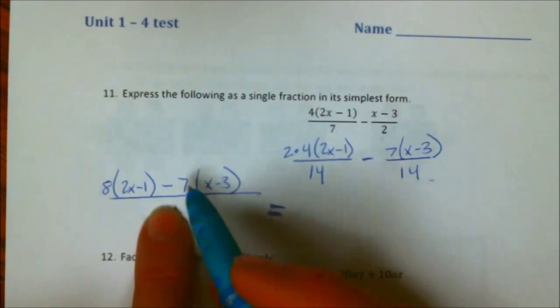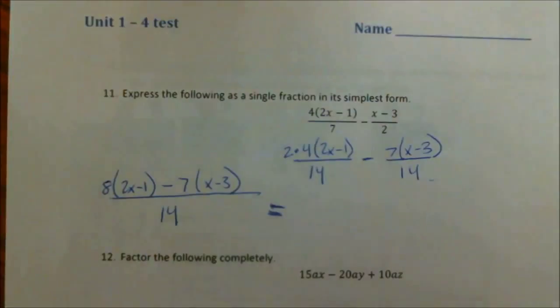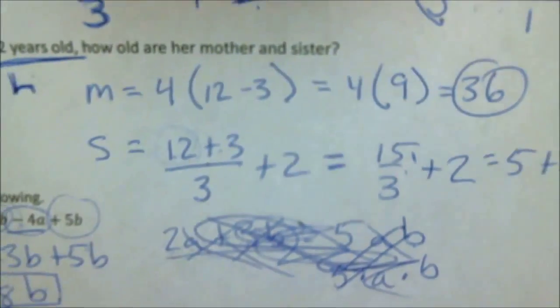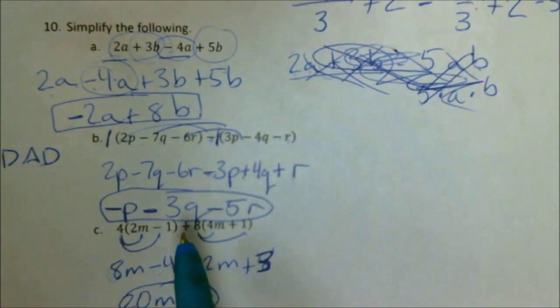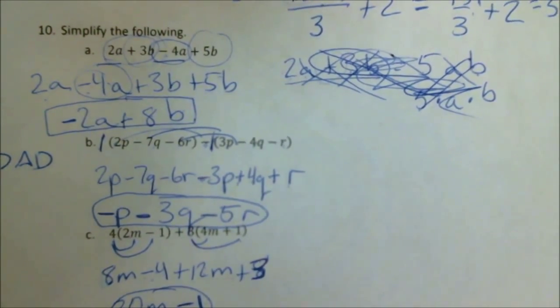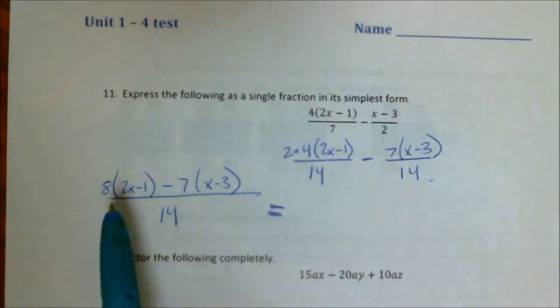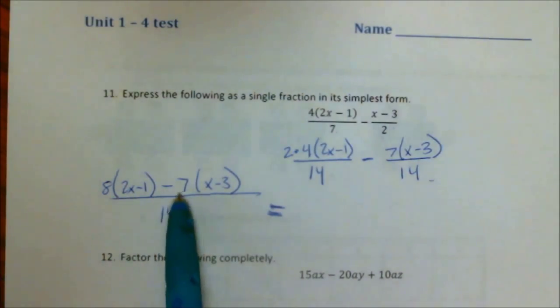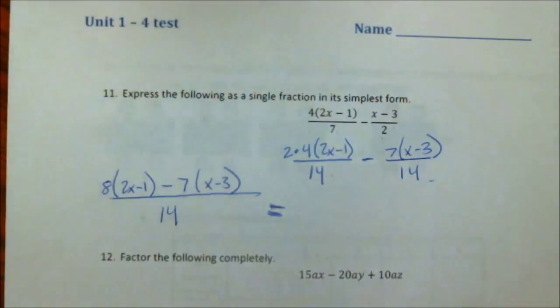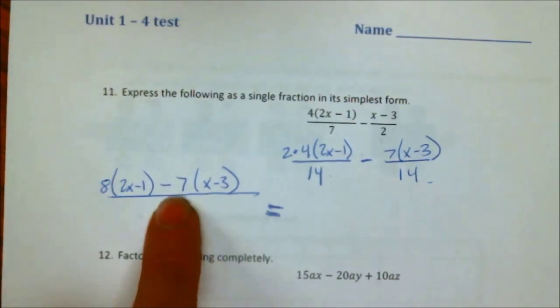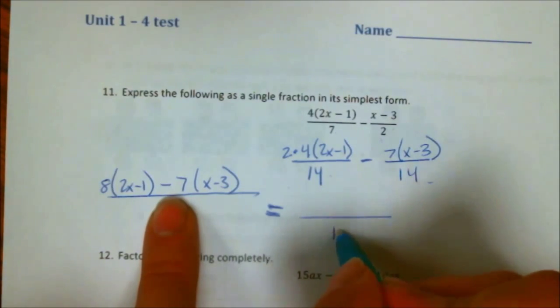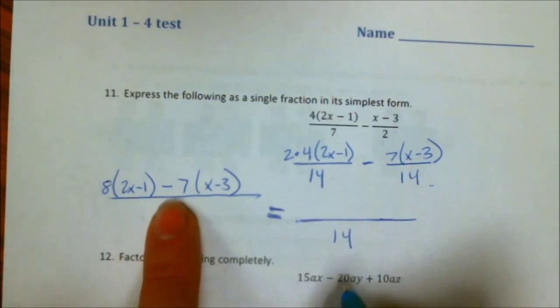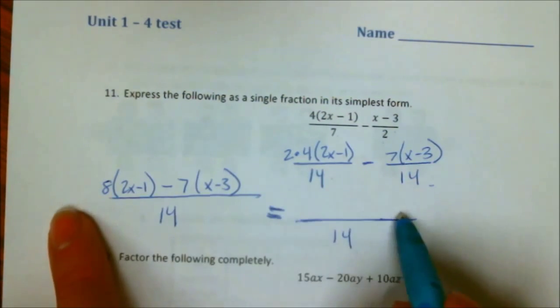Now, this right here on top, oh my gosh, didn't we just do a problem that looked just like that? Yeah, look. This distribution problem, 4 times 2m minus 1 plus 3 times 4m plus 1. That looks awfully familiar, doesn't it? 8 times 2x minus 1 minus 7 times x minus 3. Oh, that's just a distribution problem. It happens to be on the top of a fraction, but I don't need to worry about that. I'm not afraid of that. Let's just forget about that 14 for a minute. In fact, instead of forgetting about it, let's just put that 14 right there on a new fraction. And then let's do this distribution problem and put it right there.